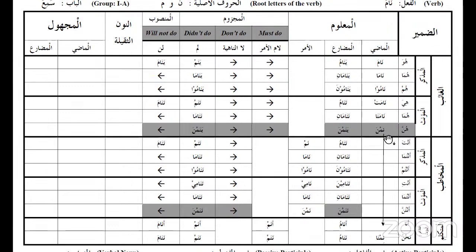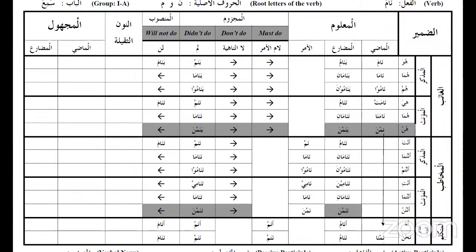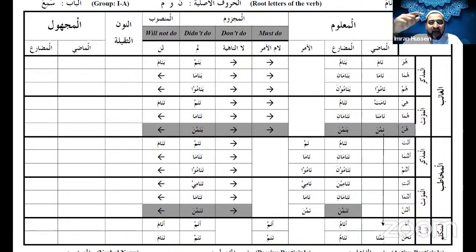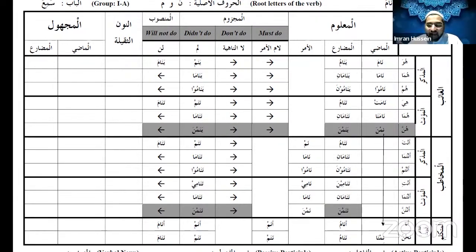It's the same as the imperatives. You remember the imperatives? If the middle letter had a dhamma, the hamzat al-wasl had a dhamma. Remember that ruling? And if the middle letter of the present tense had a fatha or a kasra, then the hamzat al-wasl will have a kasra. It's the same thing here. It's the same thing happening here again.